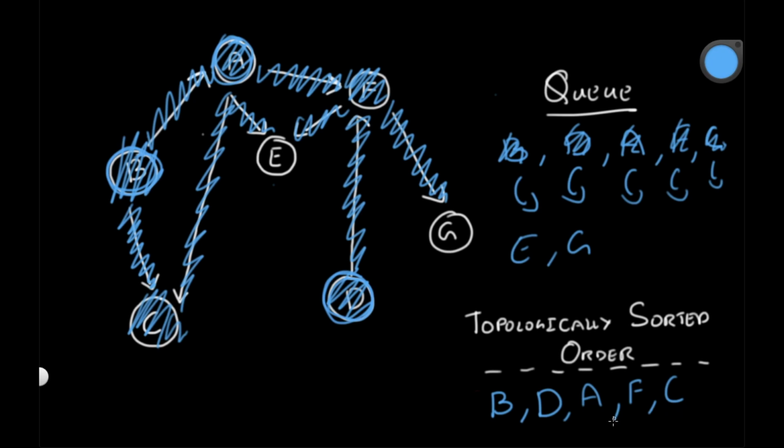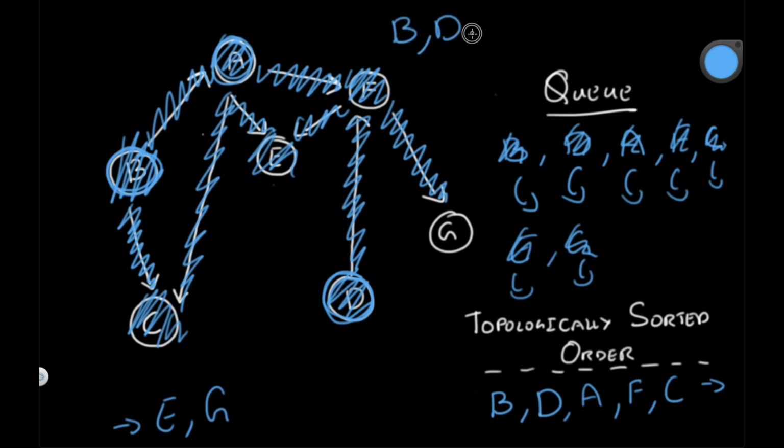So I don't have space, so I'm just going to continue it from here. Okay, now we have E. There's nothing there, so just pop it out and then add that to our topologically sorted order. Then we have G, same thing, pop it out and then just add that to our topologically sorted order. So the order we got finally is B, D, A, F, C, E, G.